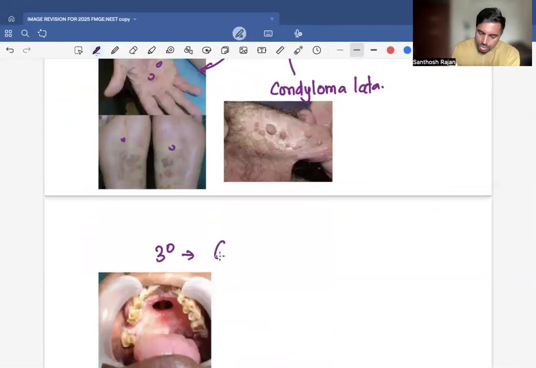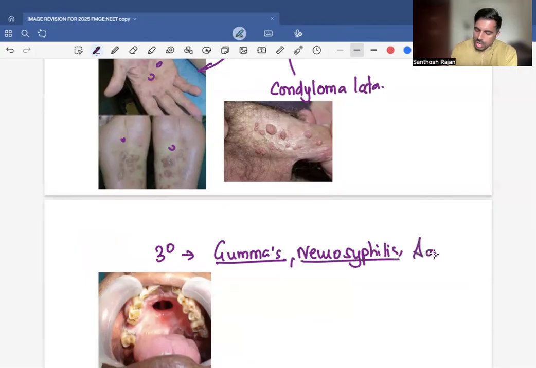Tertiary syphilis, mostly you go with the gummas. You'll see a lot of gummas, right? Gummas, and of course, aortitis and neurosyphilis are common. In the heart, it causes aortitis. So one is in the brain and this is in your heart. Okay, that's it.